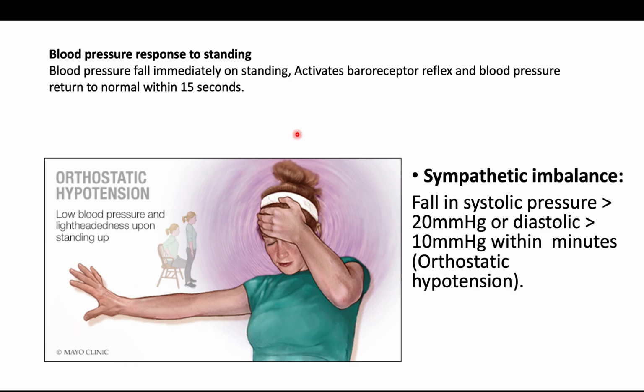So here are examples of disturbance in the sympathetic autonomic nervous system. One example is orthostatic hypotension. Basically, when you sit down or lie down, your blood is pulled to the bottom regions of your body. When you stand up, all of this blood is being pulled down by gravity.